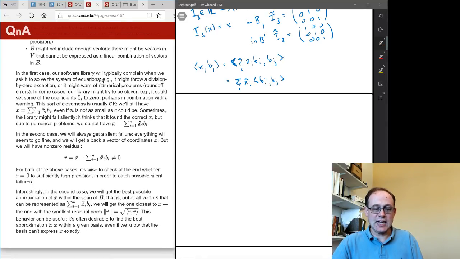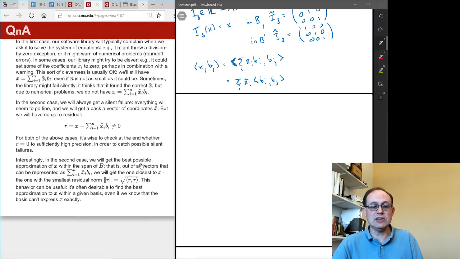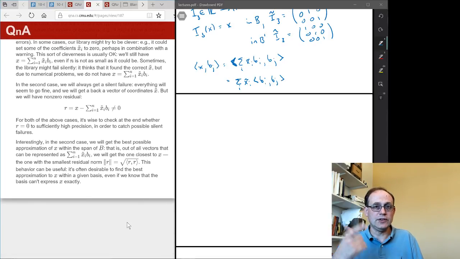Now, this second case is actually useful if we invoke it intentionally. It makes sense to intentionally give our software a set of vectors whose span does not include x, and then what we'll get as the output of our set of linear equations is the best possible approximation to x. In other words, out of all of the vectors that are representable as linear combinations of elements of B, we'll get the one that has the smallest residual.